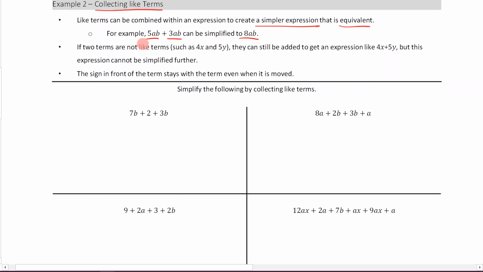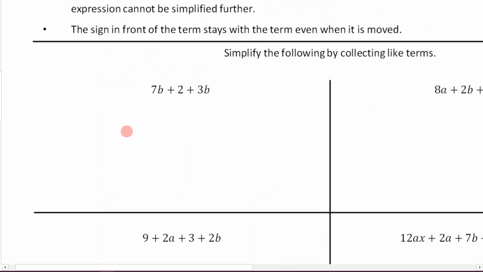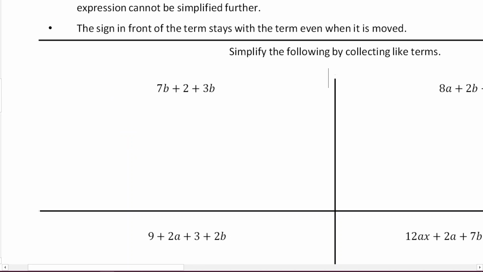Okay, so we're going to be seeing how all this theory is going to be enacted as we go through these examples here. So the first thing we have to do is simplify the following by collecting like terms. So let's start with our first example here. What I want you to do, just to start off, is highlight the like terms, where here I have 7b, and over here I have plus 3b.